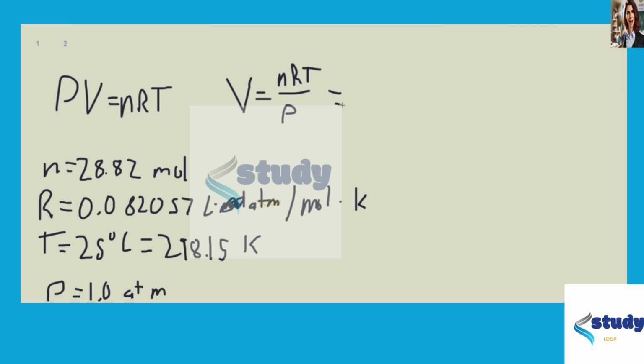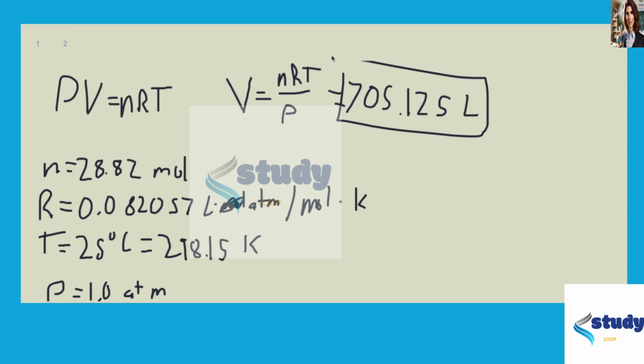And so when we plug all these values in, we get a volume of 705.125 liters. So this is now the volume of nitrogen gas. And so now we want to find the volume of the room. And so the volume of the room is 1 times 1 times 2. So 2, and that's meters cubed, since each of these values is meters, 1 meter by 1 meter by 2 meters.